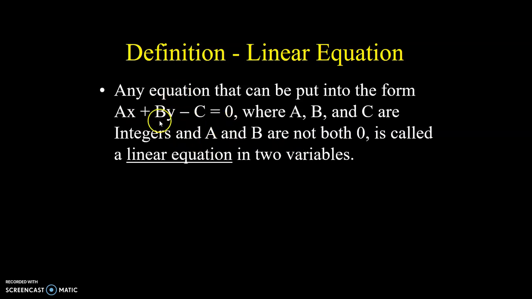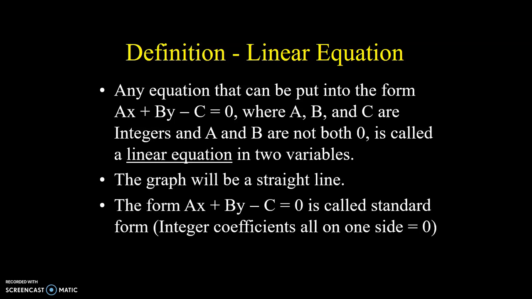If we have only the value of x, that is only one variable. But in this equation, ax plus by minus c equals 0, we now have 2 variables. In any equation that can be put into the form ax plus by minus c, where a, b, and c are integers, and a and b are not both 0, the graph will be a straight line, and the standard form is always set equal to 0.